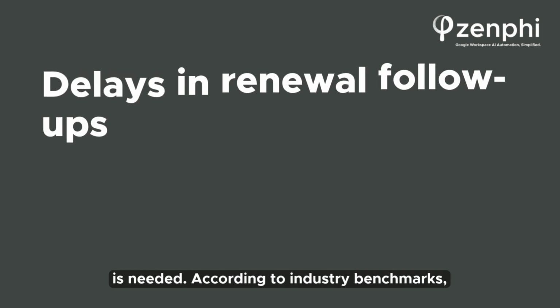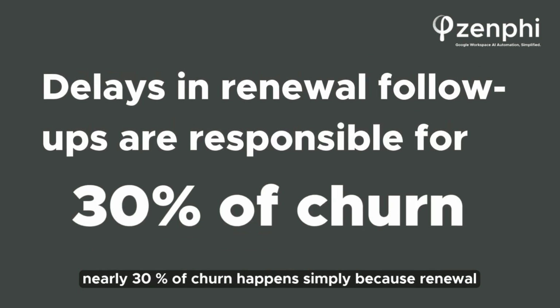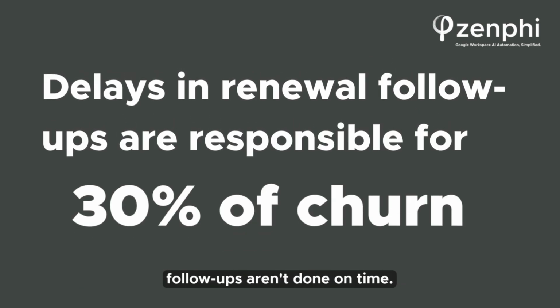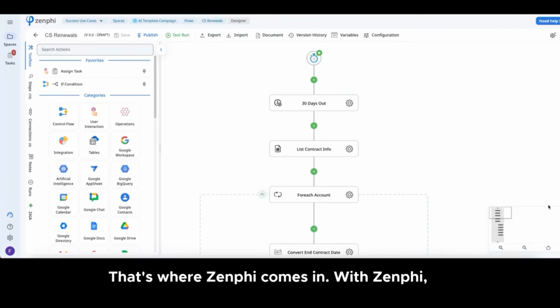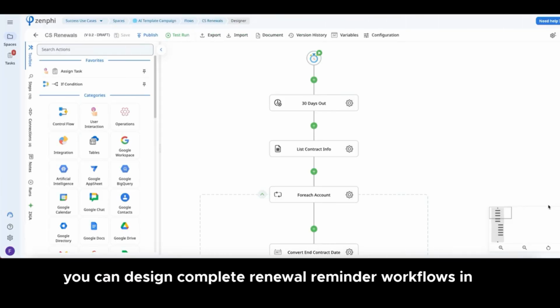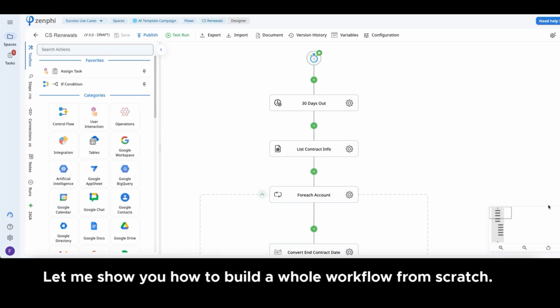According to industry benchmarks, nearly 30% of churn happens simply because renewal follow-ups aren't done on time. And for small customer success teams, doing it manually isn't realistic. That's where Zenphi comes in. With Zenphi, you can design complete renewal reminder workflows in minutes. Let me show you how to build a whole workflow from scratch.